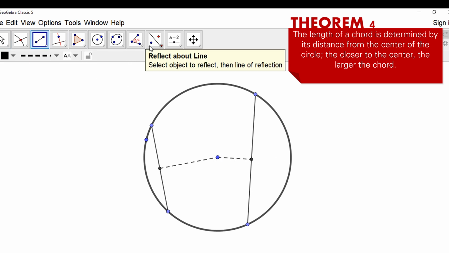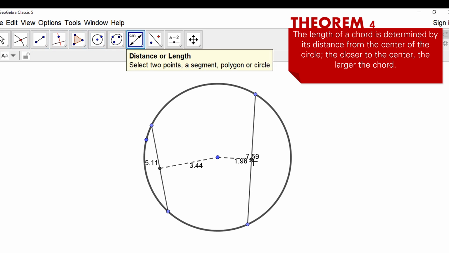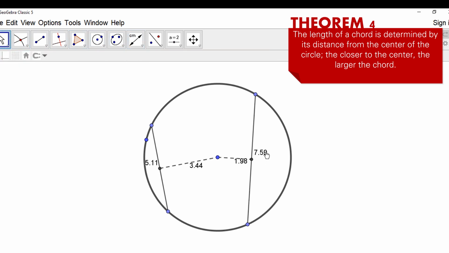Now, let's look for the distance or the length. This one is 3.44 and this one is 1.98. And let's get the distance of this. This is 5.11. 5.11 tong chord na to. And the other chord is 7.59. Okay. So, as you can see, mas malayo yung isang chord, which is 3.44 away from the center, and the length is 5.11. Let's try to change it.